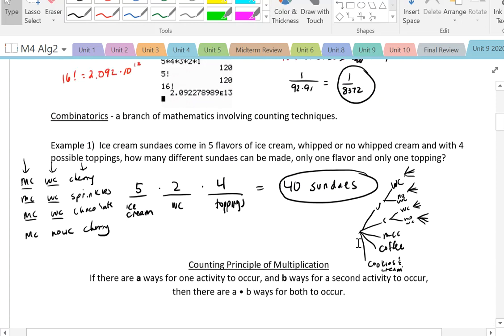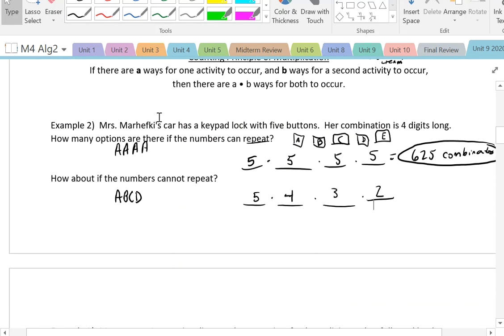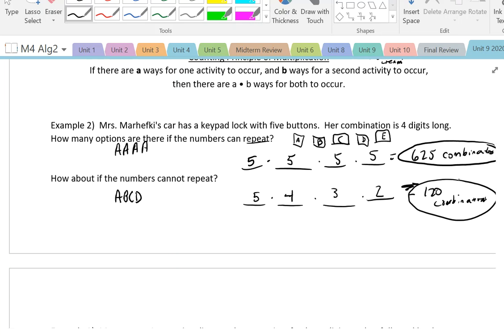Very similar to a factorial. See how these are tied together. And so here that is 120 combinations. So just by not allowing that repetition, I have decreased it by 505 combinations. There must be 505 combinations that have some sort of duplication in it.